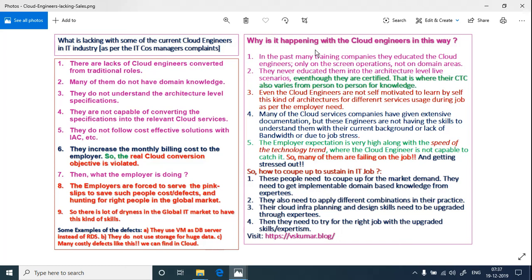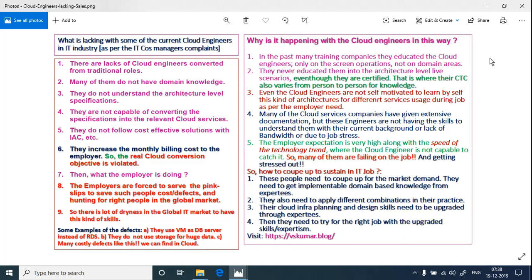So let us come back to this part of the slide. Why is it happening with cloud engineers this way? In the past, many training companies educated cloud engineers only on screen operations, not on domain areas. If I am a training vendor running my own institute, I will do trainings related to that topic only. I don't need to bother what these people are supposed to do in projects. Those are the responsibilities of the IT organizations, to take care of domain knowledge transfer and knowledge transfer on design aspects, what services they need to design and what tasks they can get.